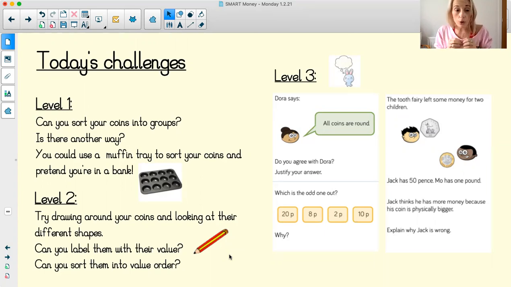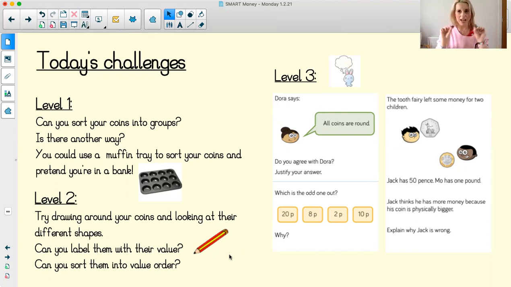Now, level 2, how about whatever coins you've got in front of you, you could try drawing around them onto a piece of paper and seeing what shape you're left with, looking at the different sizes and the different shapes. Maybe you could go back to our piggy bank slide and you could try and match your coins that you've drawn round with some labels with their value. Can you label them with the value of each coin?